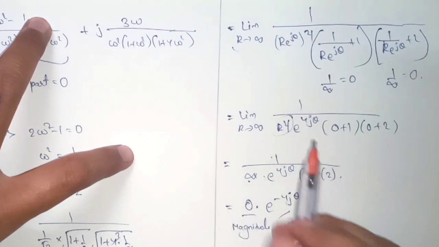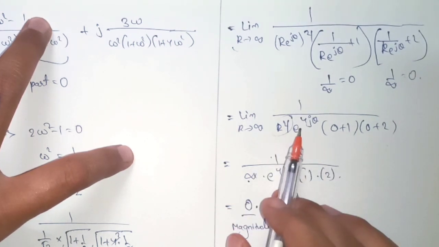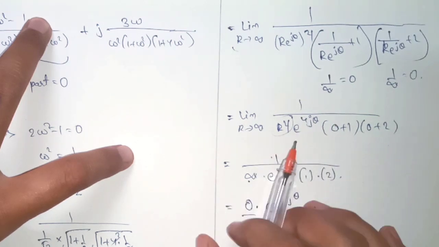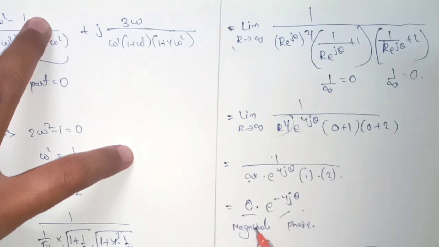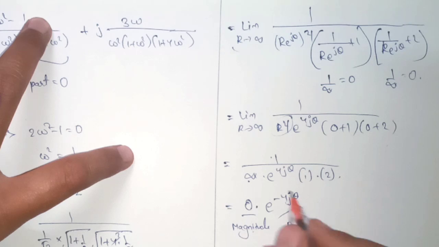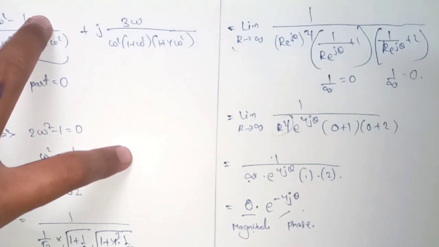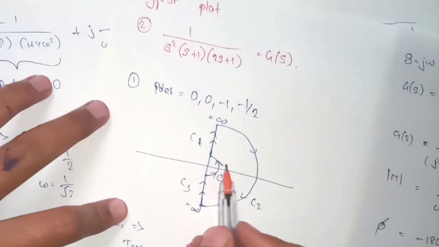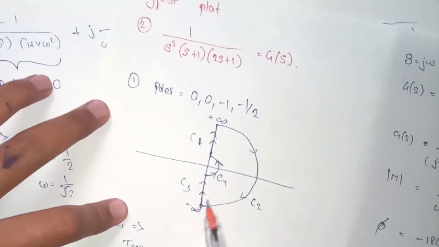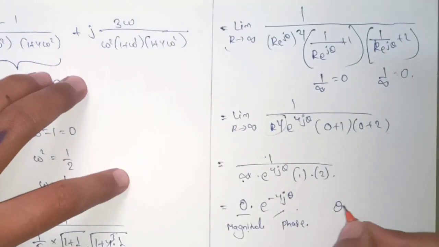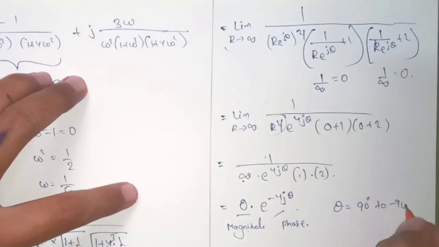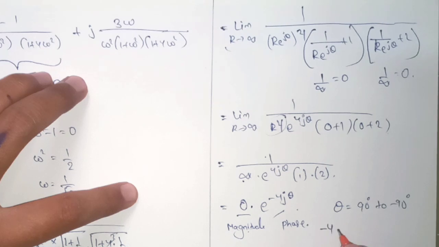Never make the mistake of rounding off everything and converting it into 0, because in the end we will get magnitude as 0 and we will get something as phase. So for the C2 path, theta is going from plus 90 to minus 90. As you can see here, this C2 is going from plus 90 to minus 90, and hence theta is equal to 90 to minus 90. And when it is multiplied by minus 4, then we will get minus 360 to plus 360.